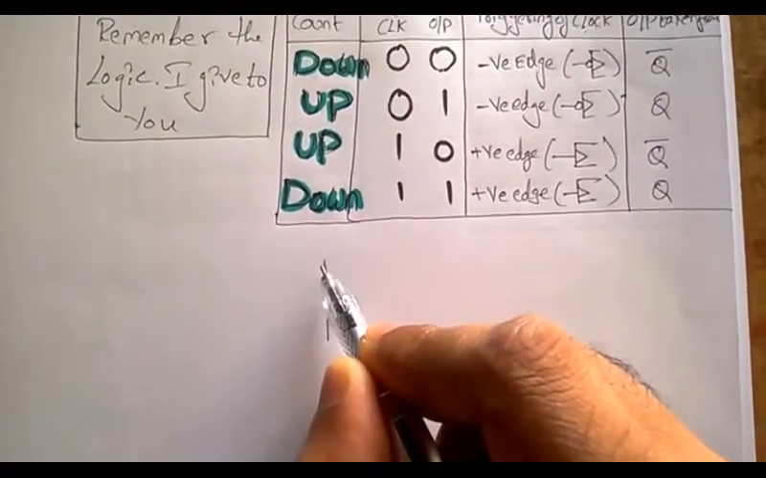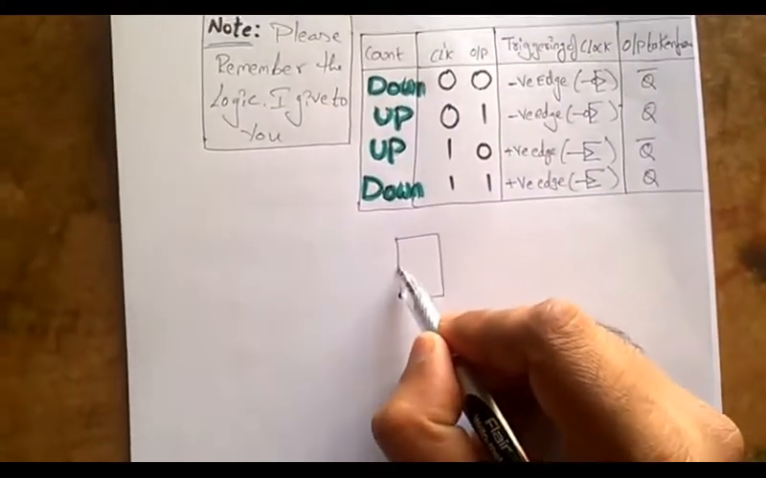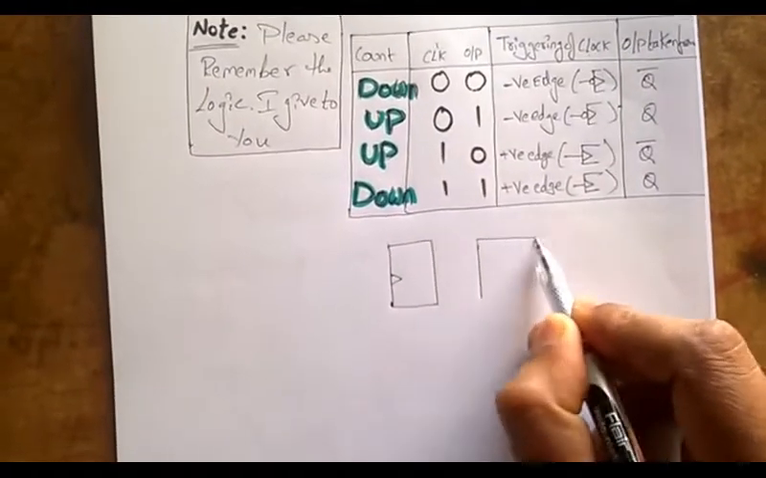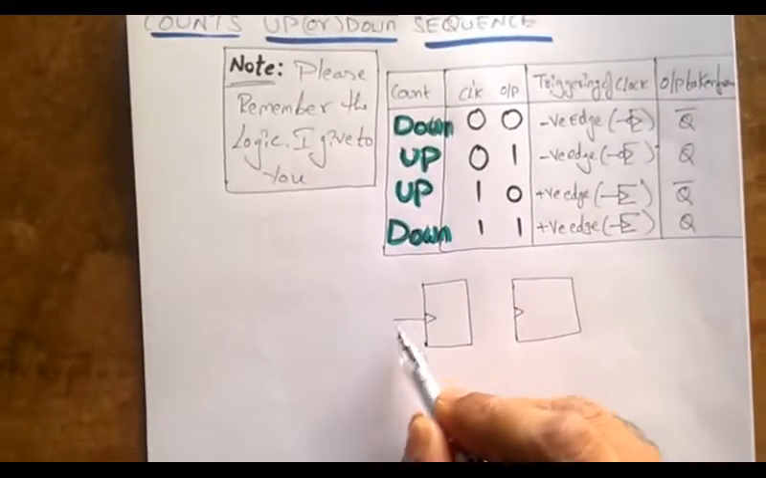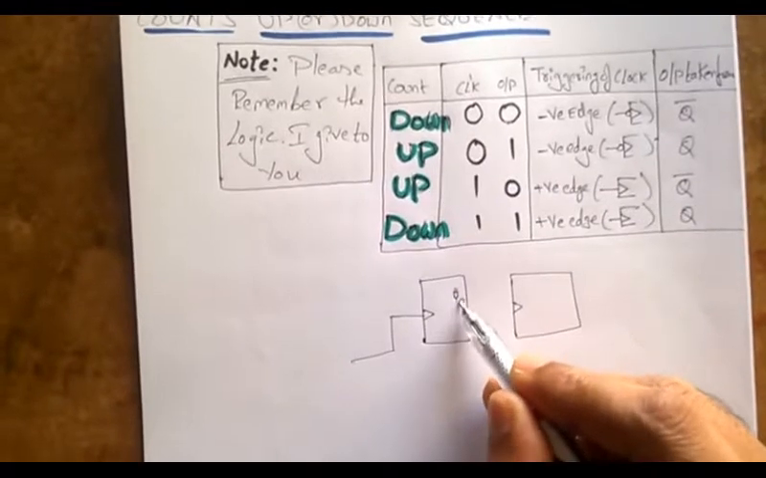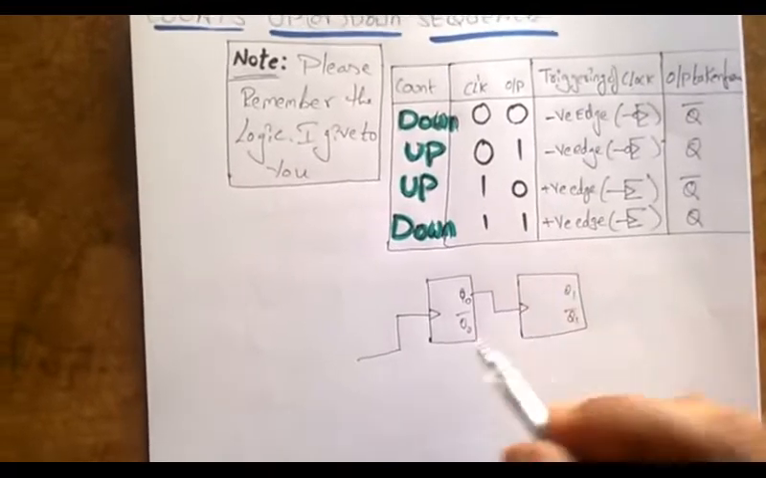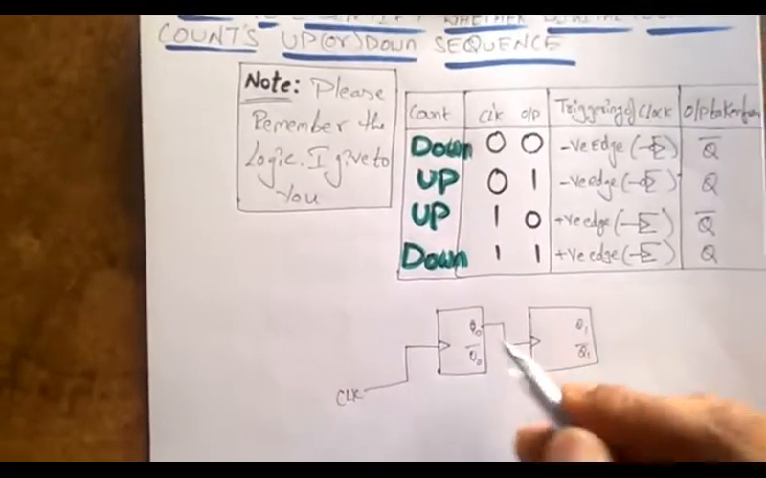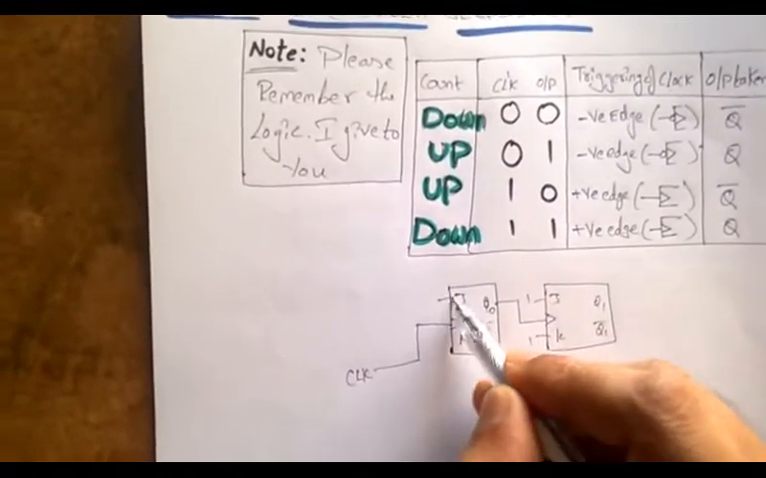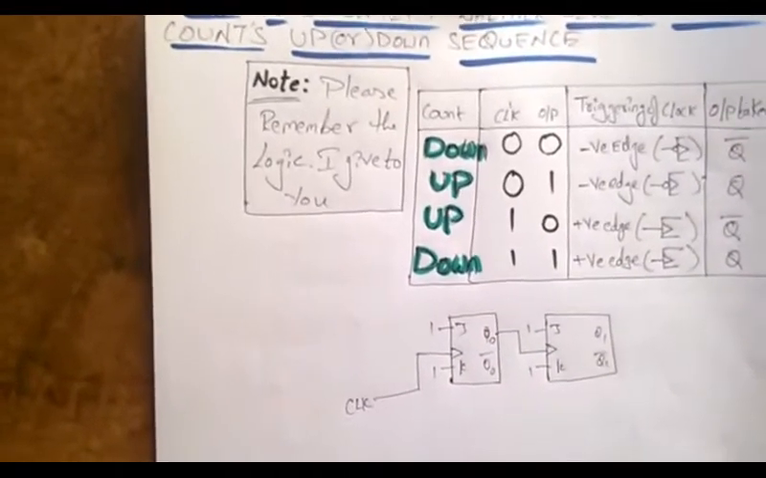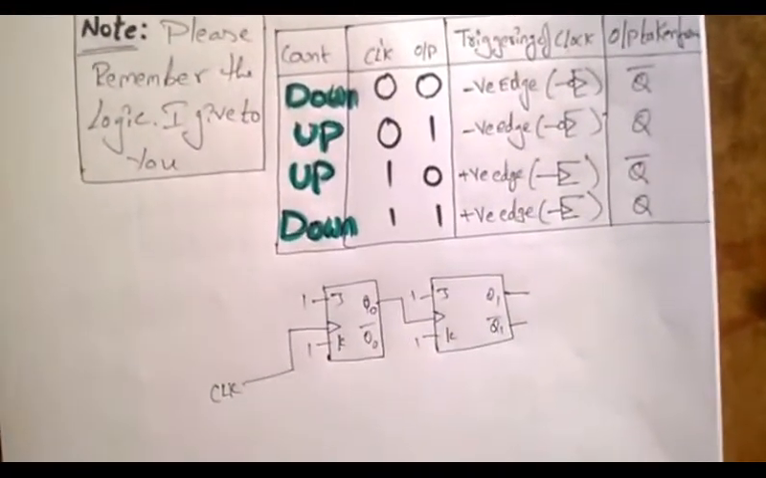See, okay, in this, let us take a 2-bit ripple counter. See, Q0, Q0 bar, Q1, Q1 bar. Let us take the clock from here. Okay, J, K, J, K, operating in toggle mode. Okay, now we have to find whether it counts up or down.